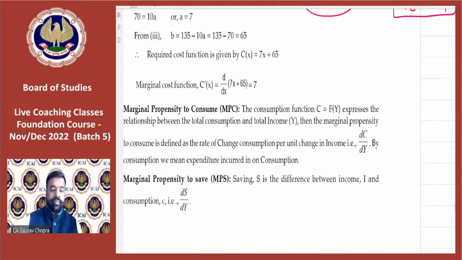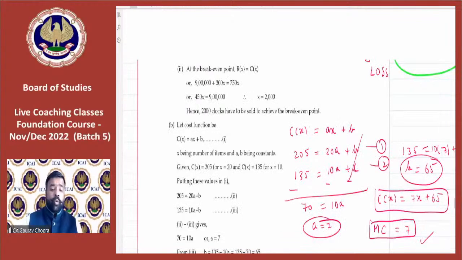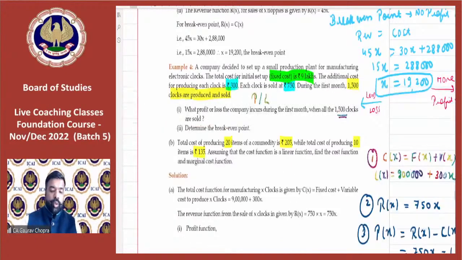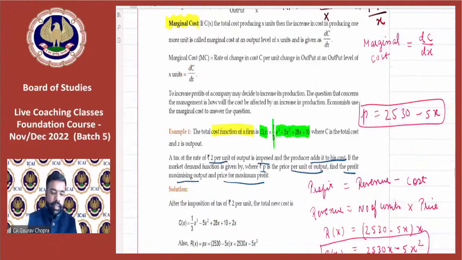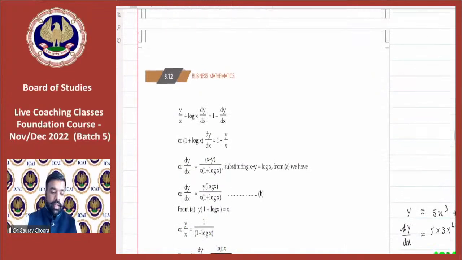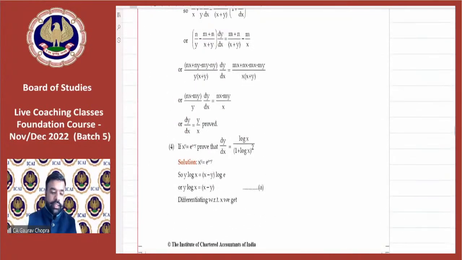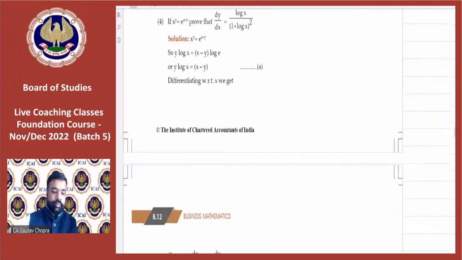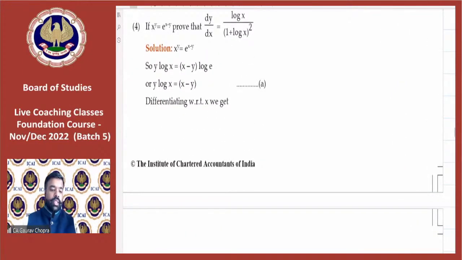Okay. So welcome back. And before moving to the exercise, we have to do one more variety. So let us do that first. And after that, we will move towards the exercise. And that variety is here. Yes. Using logarithm. Now, this is one question. x to the power of y is equal to e to the power of x minus y. And we have to find out the value of dy by dx.